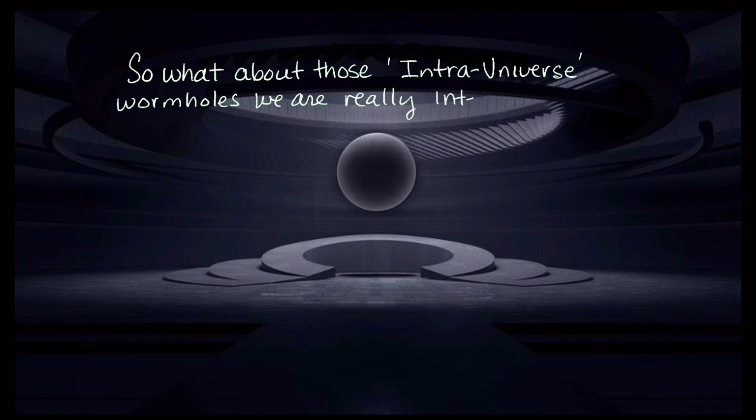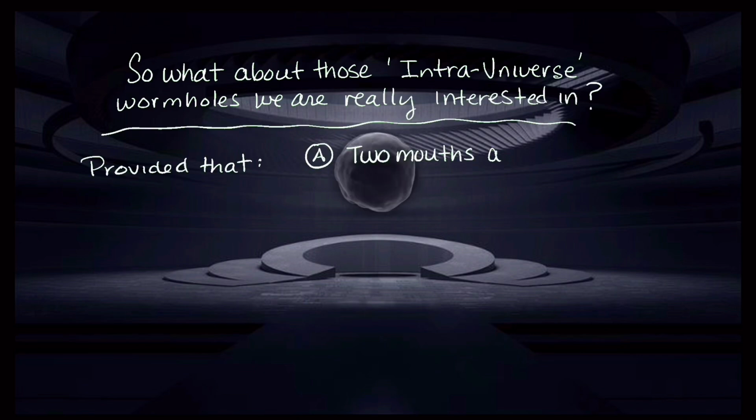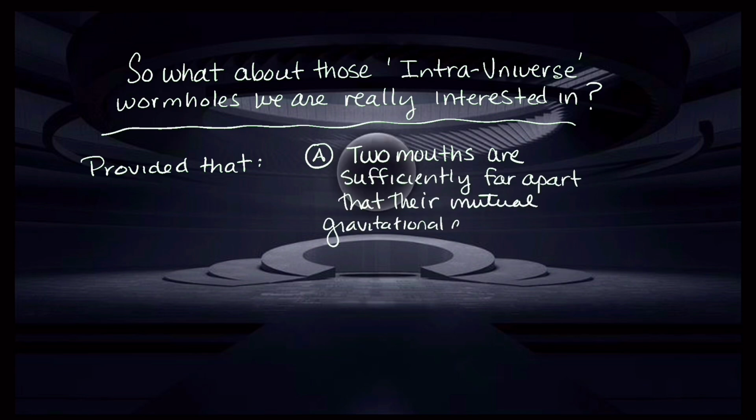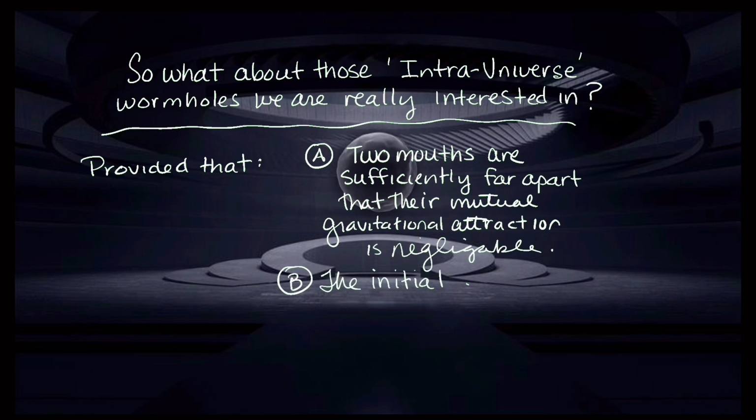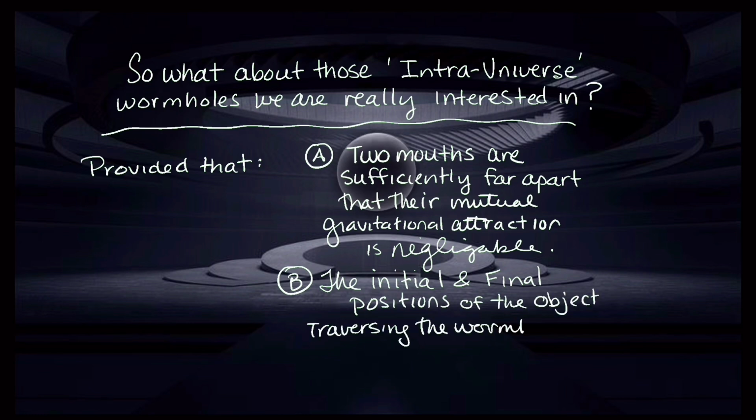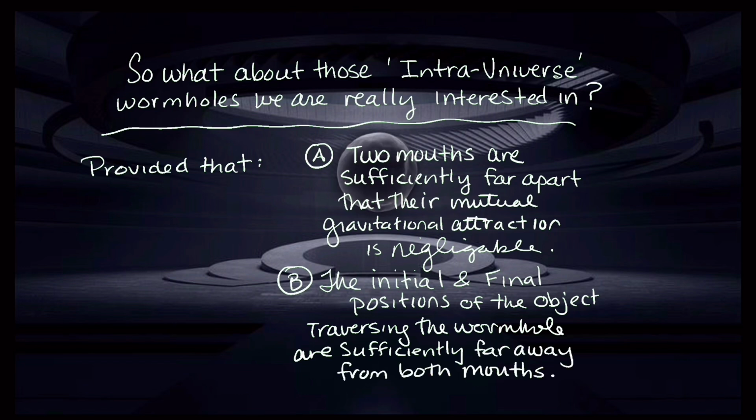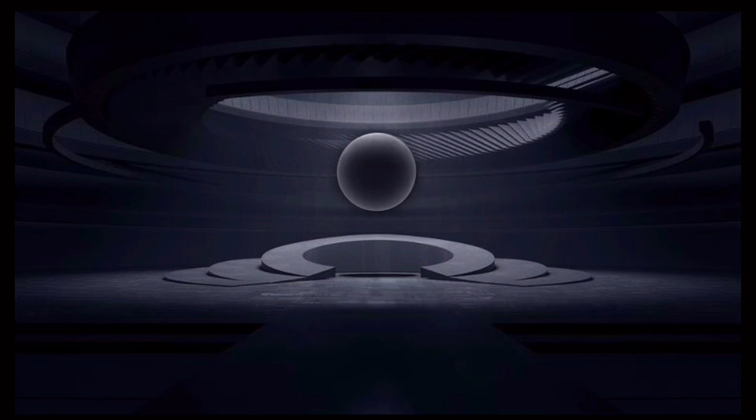Now, what about those intra-universe wormholes that we are really interested in? You know, the ones that can transport us between different regions of our own universe. Well, provided that the two mouths are sufficiently far apart that their mutual gravitational attraction is negligible, and that the initial and final positions of the object traversing the wormhole are sufficiently far away from both mouths, then what can we deduce? What can we say about these intra-universe wormholes?